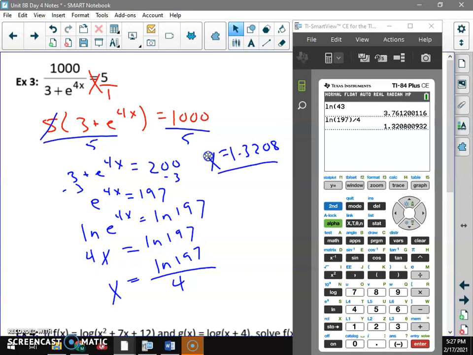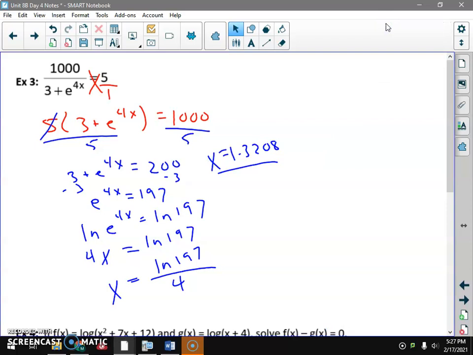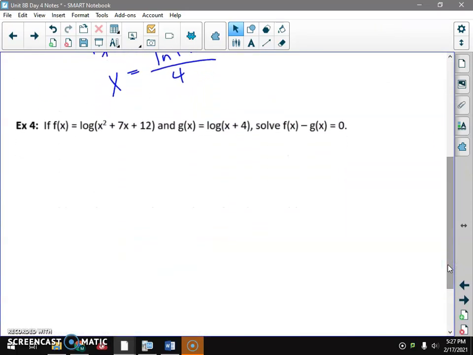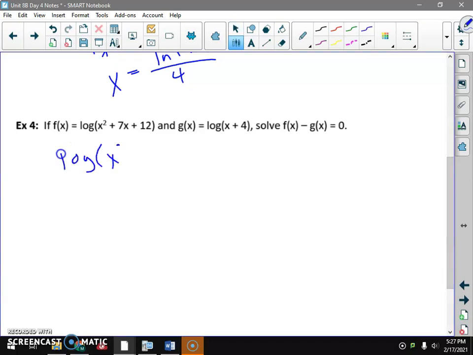All right, couple more. If f of x equals that logarithm, g of x equals that logarithm, solve such that one minus the other equals 0. Plug in. Log of that thing minus log of that thing equals 0. I want a single log. Subtraction becomes division.